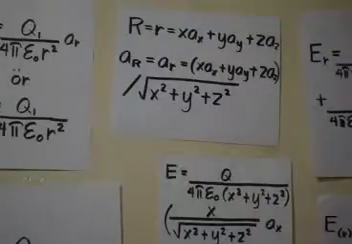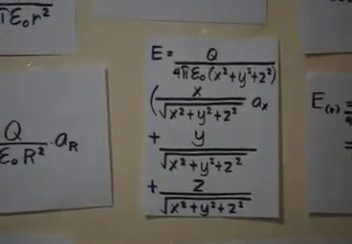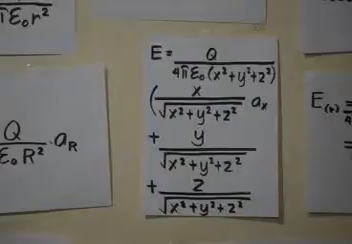Therefore, E equals Q over 4 pi times the permittivity constant times x squared plus y squared plus z squared, times x over the square root of x squared plus y squared plus z squared a sub x, plus y over the square root of x squared plus y squared plus z squared times a sub y, plus z over the square root of x squared plus y squared plus z squared times a sub z.